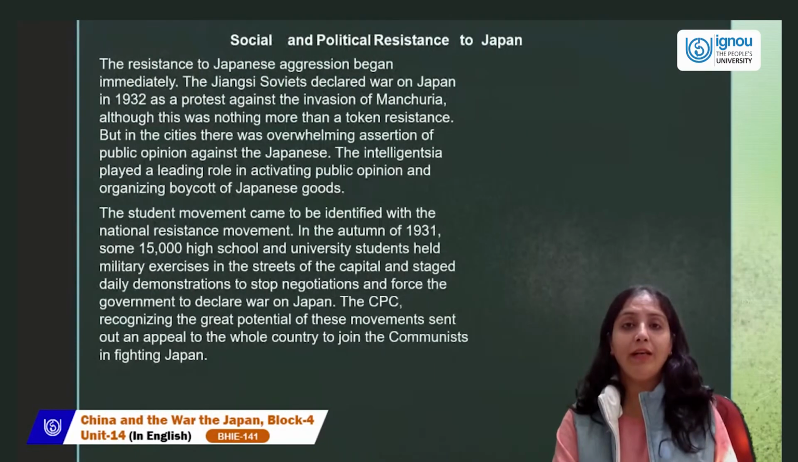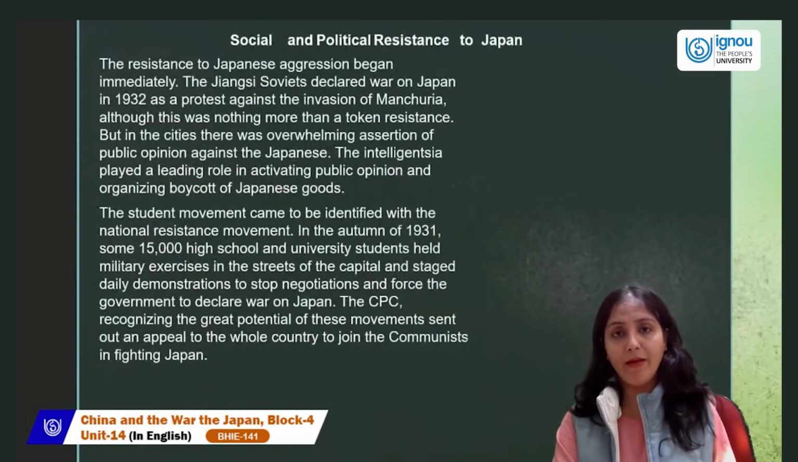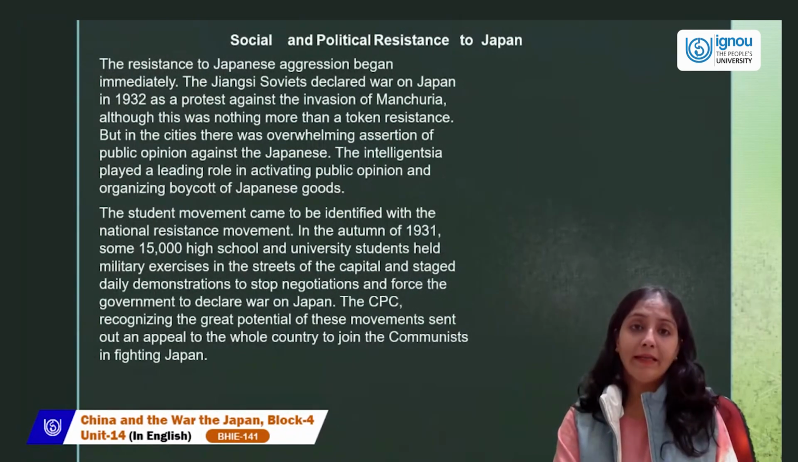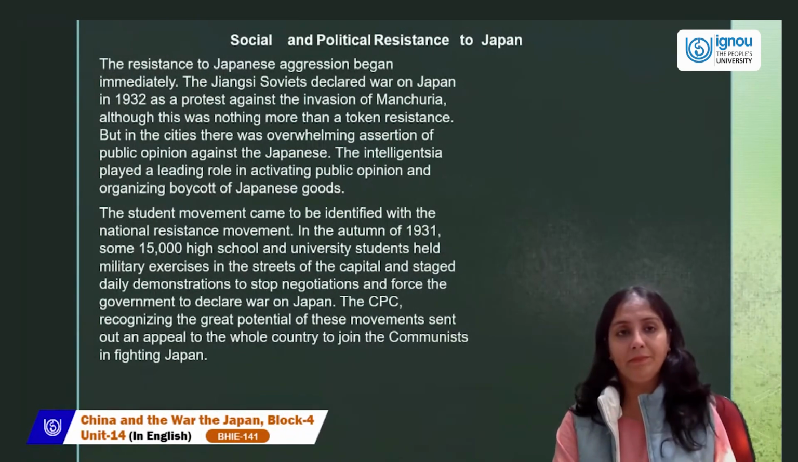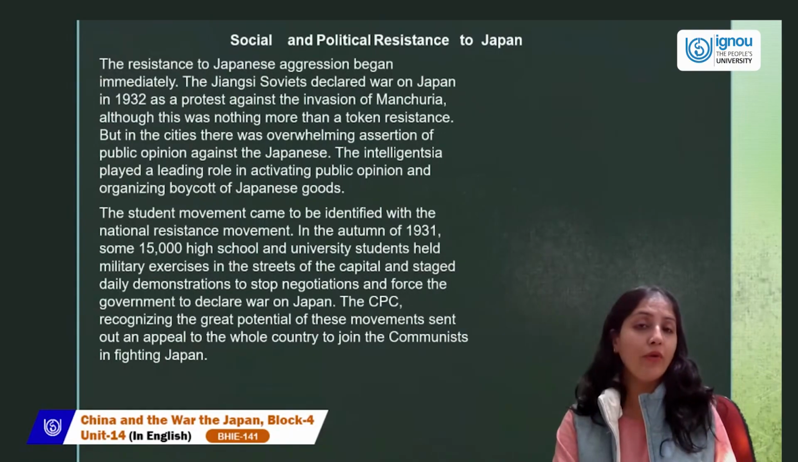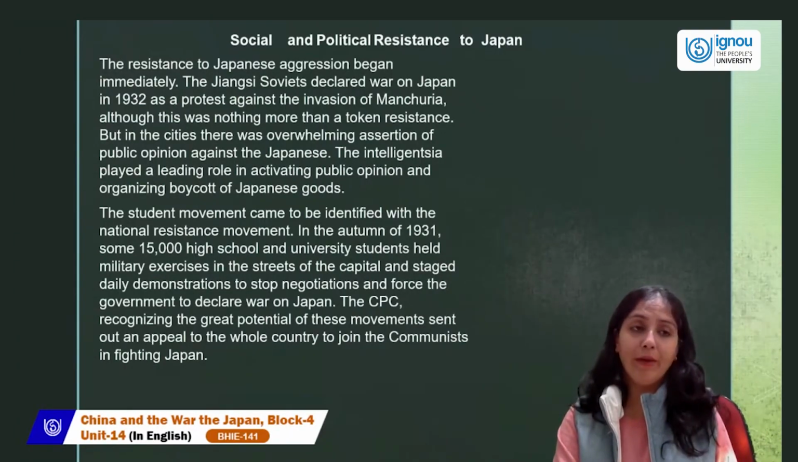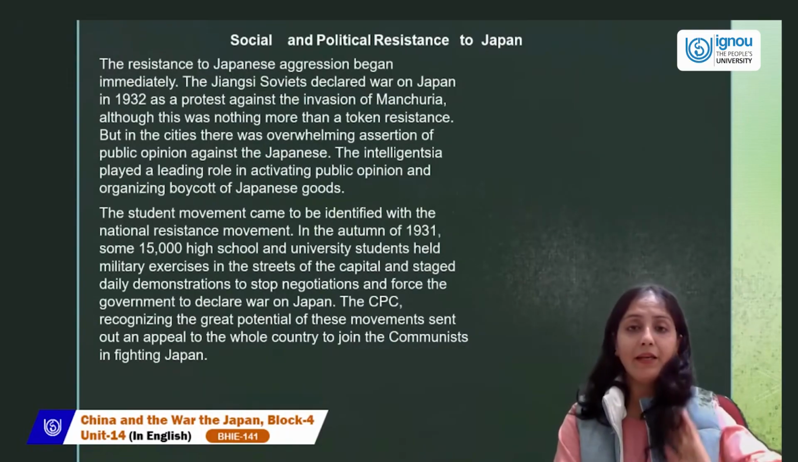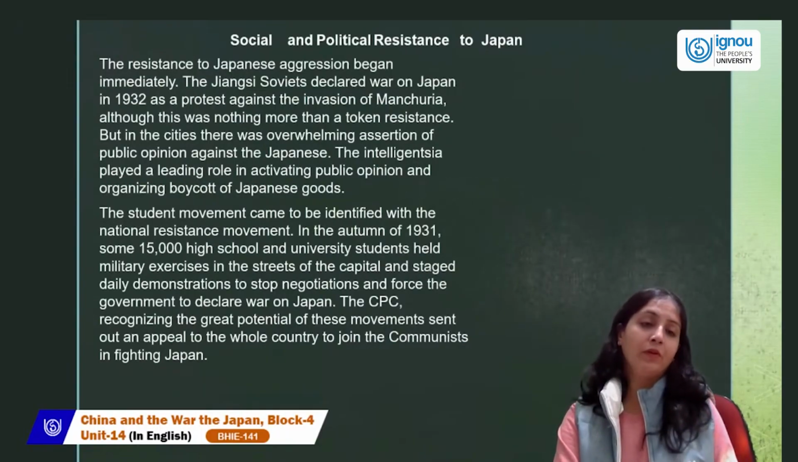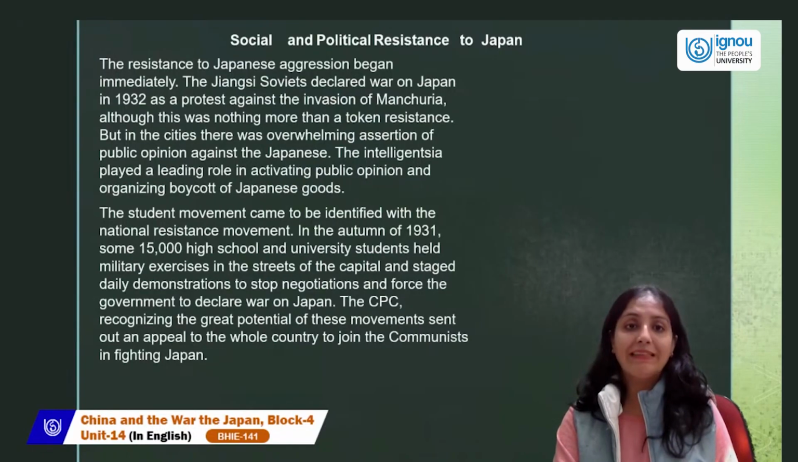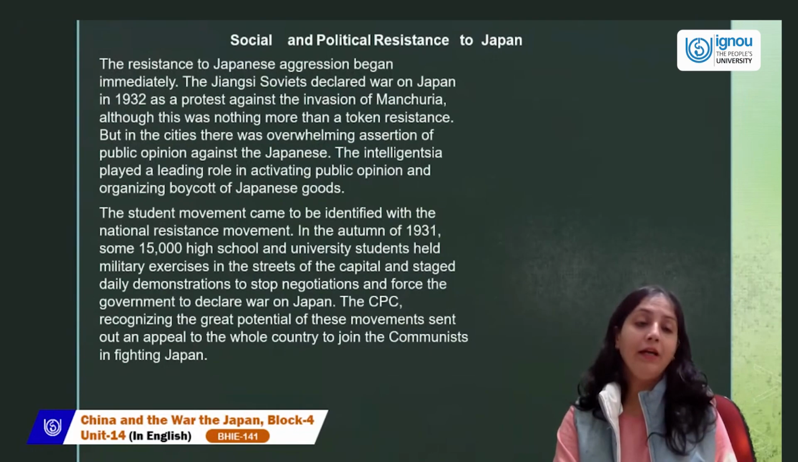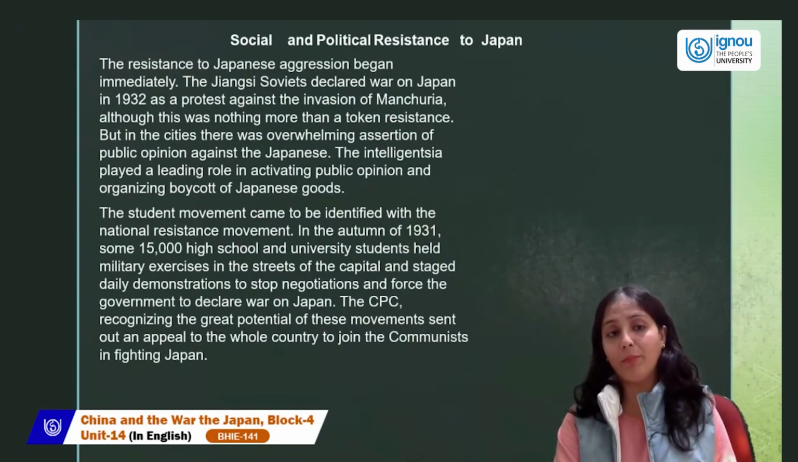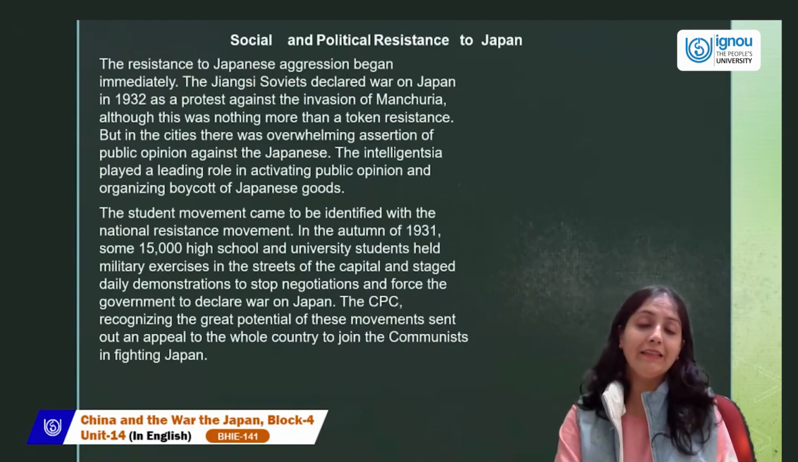Next is social and political resistance to Japan. The resistance to Japanese aggression began immediately. The Jiangxi Soviets declared war on Japan in 1932 as a protest against the invasion of Manchuria. Although this was nothing more than a token resistance, in the cities there was an overwhelming assertion of public opinion against the Japanese.